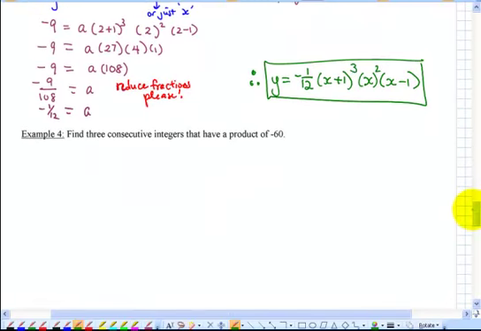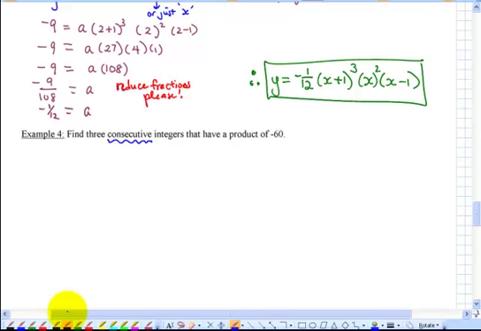Okay, here's an example where I'm asking you to find 3 consecutive integers that have a product of negative 60. So you're going to have to use some algebra here to see if we can come up with an equation that represents this statement. And we're going to try to solve the equation to find the solution. Okay? Anyone know what consecutive means? Yeah, one after the other. So 1, 2, 3, 10, 11, 12, negative 4, negative 3, negative 2, they're all consecutive numbers. So how can we represent consecutive numbers algebraically?